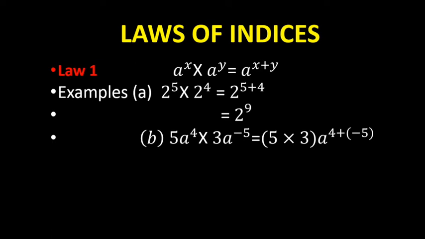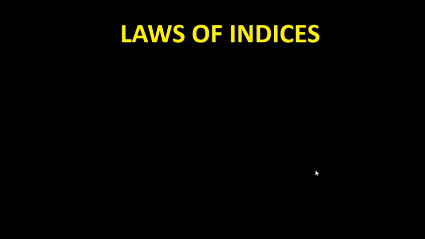Example 2. 5a raised to power 4 times 3a raised to power minus 5. The real numbers will be brought together. Then we have the index a, 4 plus, remember we have times in between them, the sum will be added together. So plus bracket negative 5. And that will give us 15a, 4 minus 5. And that gives us 15a raised to power minus 1. Please note, this part can be reduced further. We're going to be looking at laws to reduce this further later.